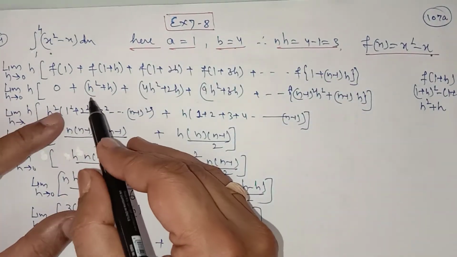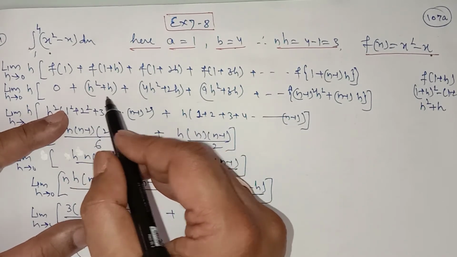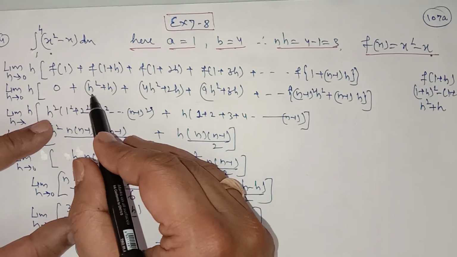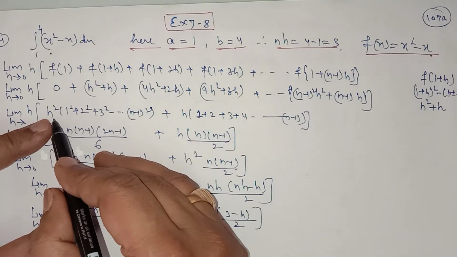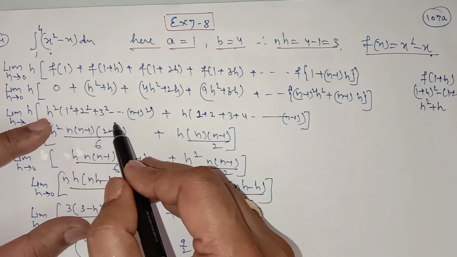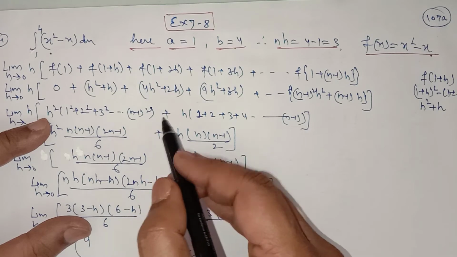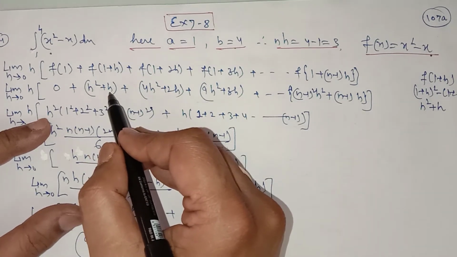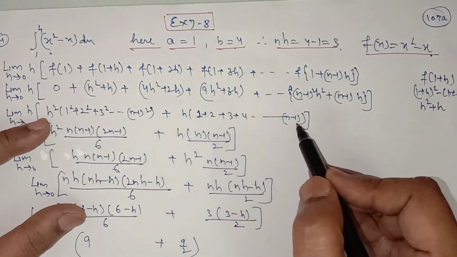Now you are getting two series. One is of h square, taking h square common: h square, 4h square, 9h square up to (n minus 1) whole square h square. So taking h square common, you will get the series of 1 square, 2 square, 3 square up to (n minus 1) whole square. As I have already told you in the last questions also, the other series is obtained by taking h common, which will be 1 plus 2 plus 3 up to n minus 1.